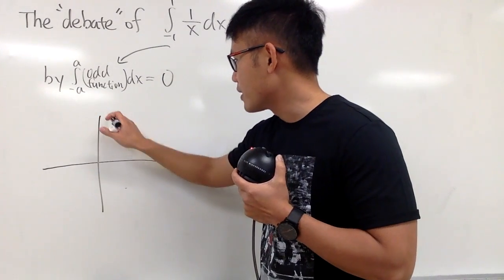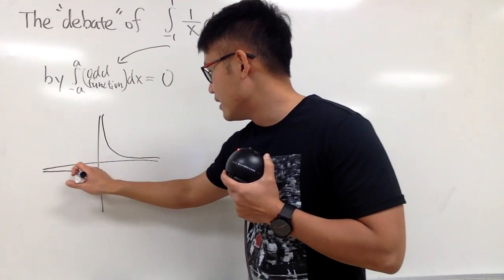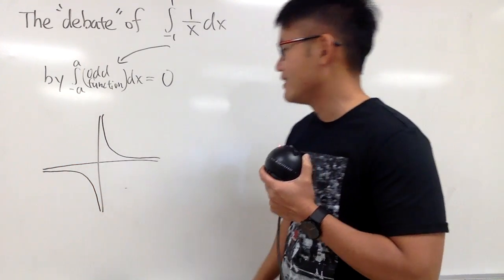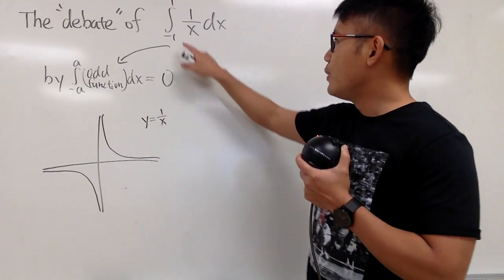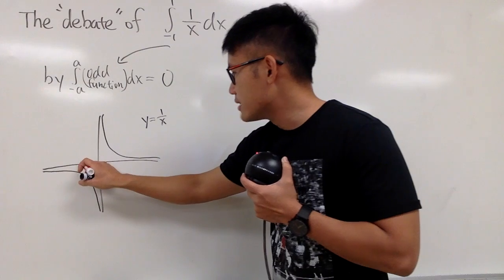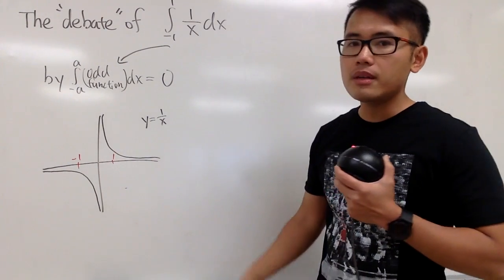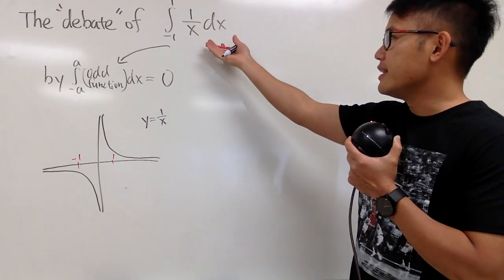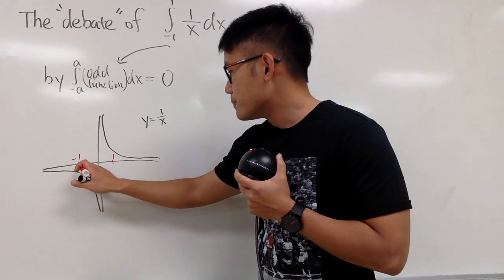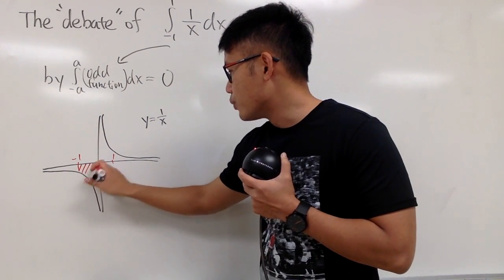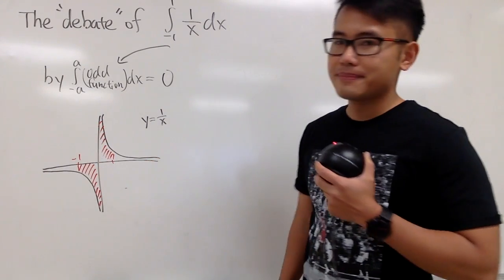So let me put this down right here. 1 over x looks like this and like that. I know my picture is not the best, but I try. Anyway, this is the graph of 1 over x, and we are going from negative 1 to 1. So let's say this right here is negative 1, and this right here is positive 1. And as we all know, when we're calculating the integral, we're trying to find the area under the curve. That's one way to interpret it, right? So if you go from negative 1 to 1, you're talking about this and that.